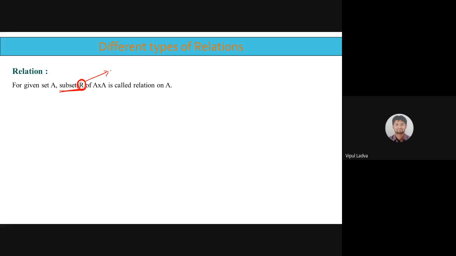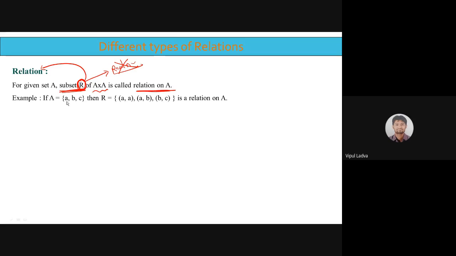This R doesn't mean that I'm talking about the real numbers. Here it is not about real numbers, okay? This R stands for the relation. This R is the notation for the relation. A subset R of A cross A is called the relation on set A.